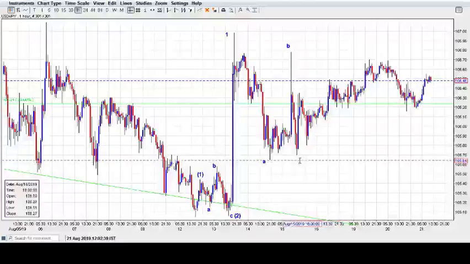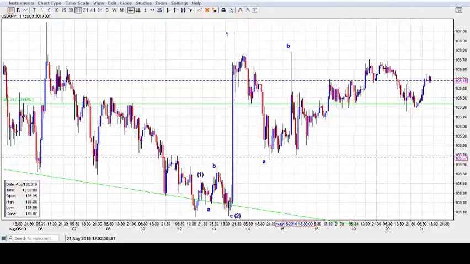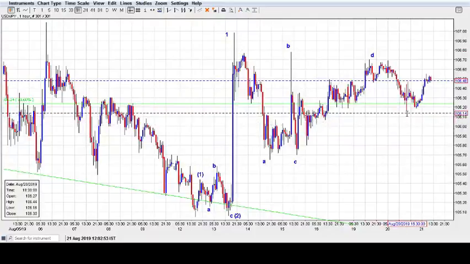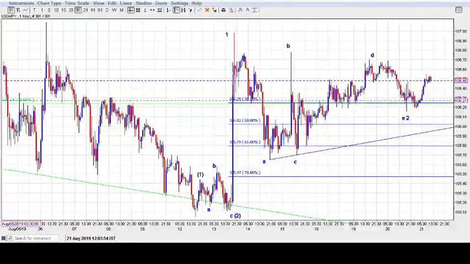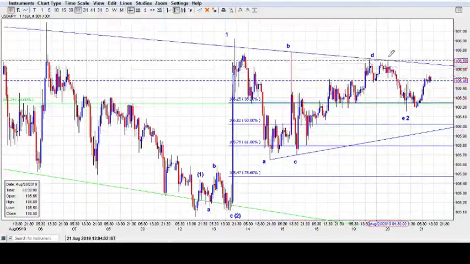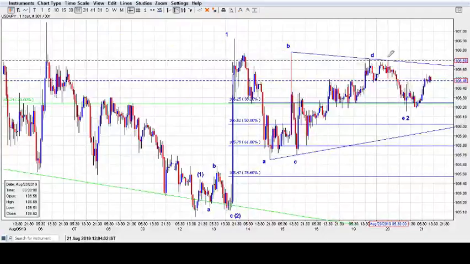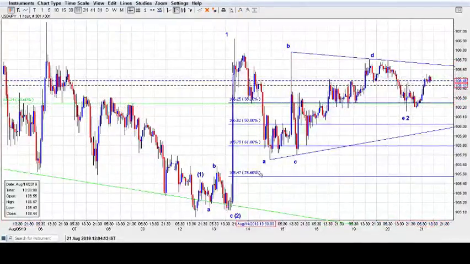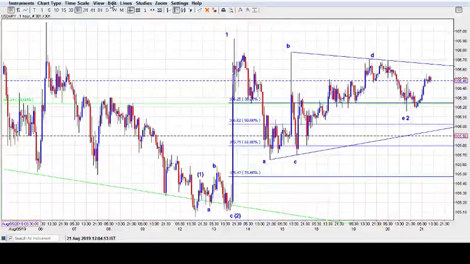A, B, C, wave D terminated at yesterday's highs, and wave E. Alright, we want to connect AC and BD. Let's see if this triangle setup is complete. If it is complete, you might be seeing a breakout today on the north side. So that's the trade setup for the dollar JPY.